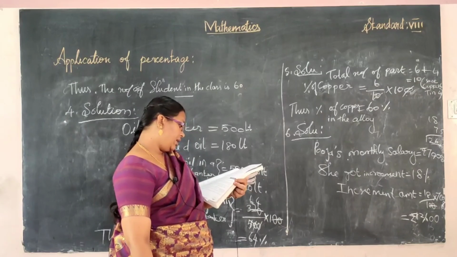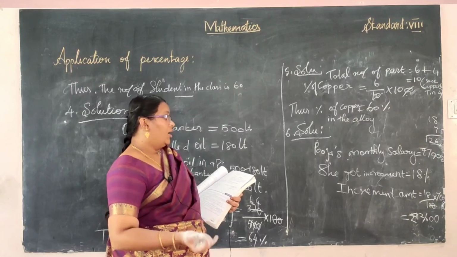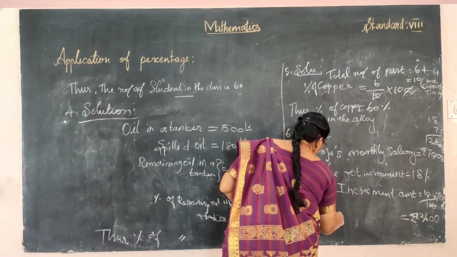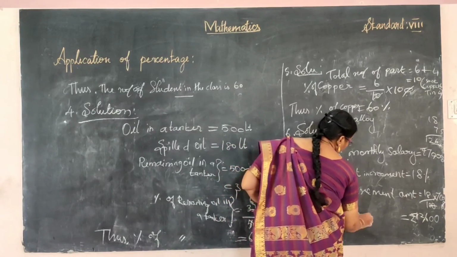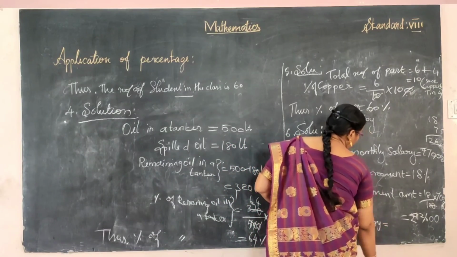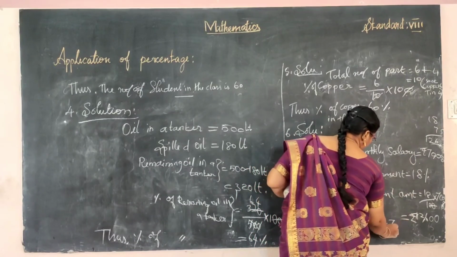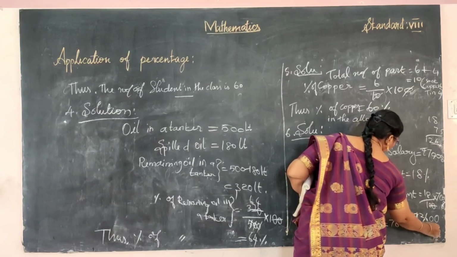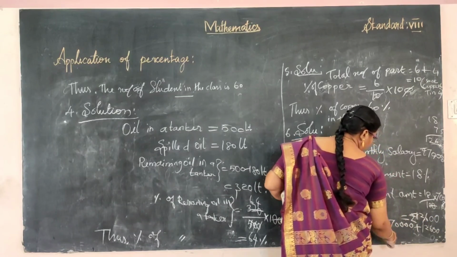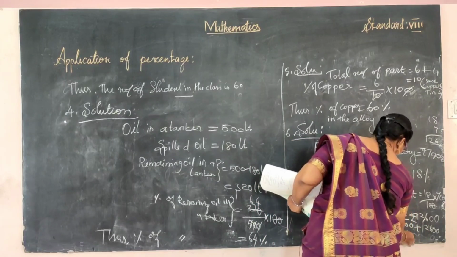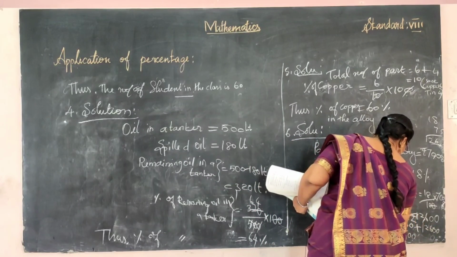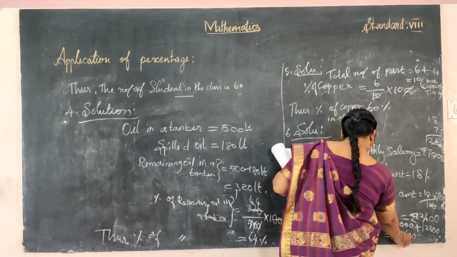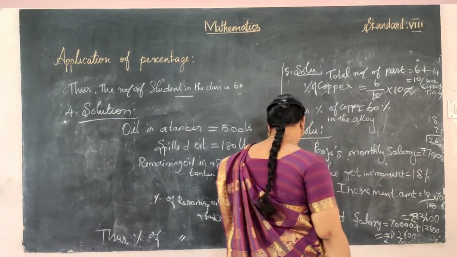Find her net salary. Net salary means we add the basic salary plus the increment amount. So net salary is equal to monthly salary 70,000 plus increment amount 12,600. Add these two values. What do we get? 82,600. That's it.